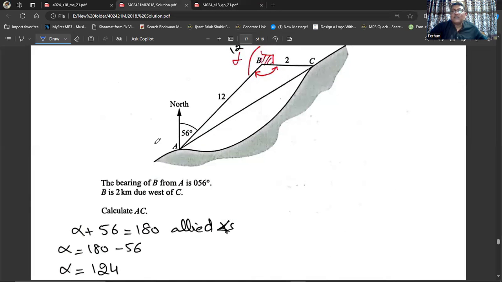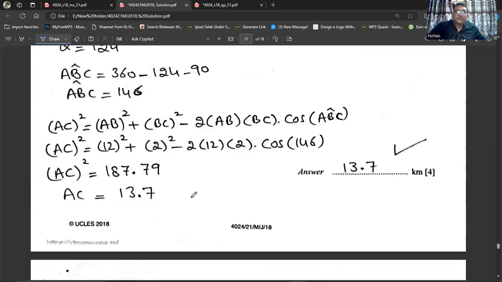Once I know this angle, that is 146, and I know these two sides, I can find the AC by using the law of cosine. According to the law of cosine, AC square will be equal to AB square plus BC square minus 2 into AB into BC into cos of the ABC angle. So AC square will be equal to 12 square plus 2 square minus 2 into 12 into 2 into cos of 146. Just enter these values in your calculator, click equals to, and you will get 187.79. Then take the square root, and you will get 13.7.